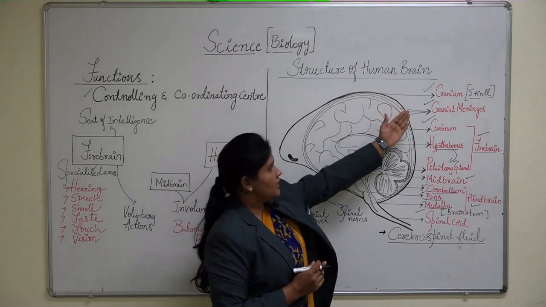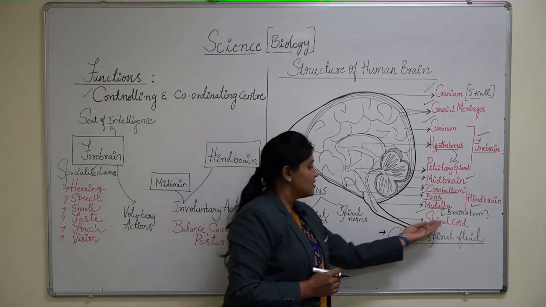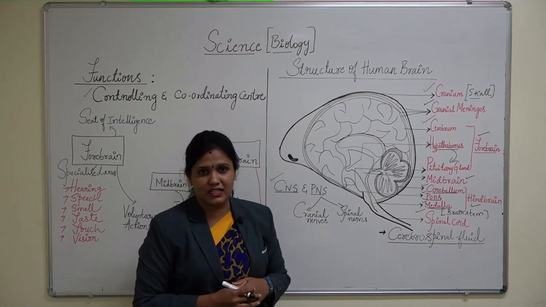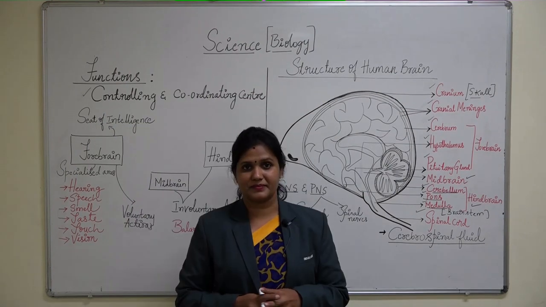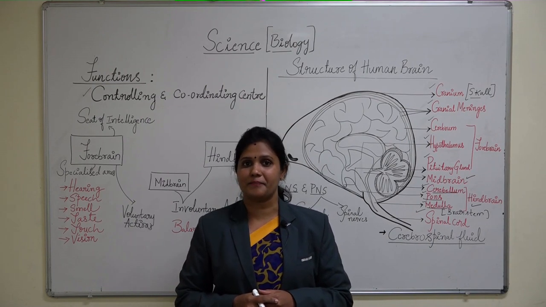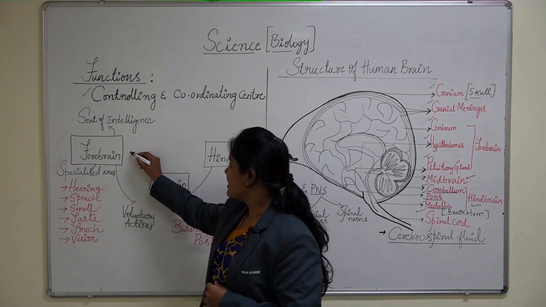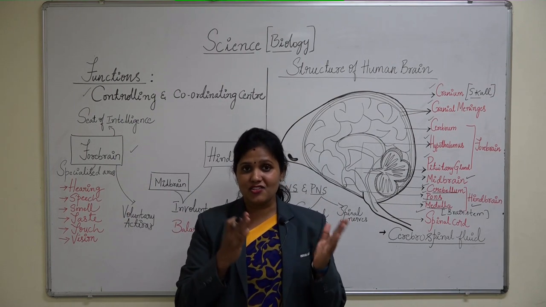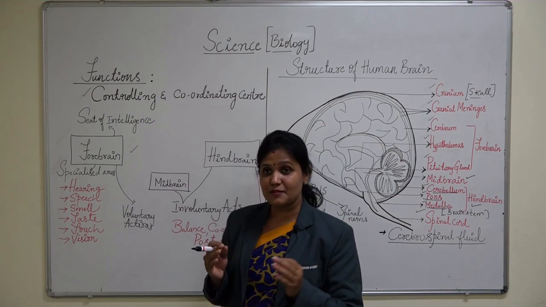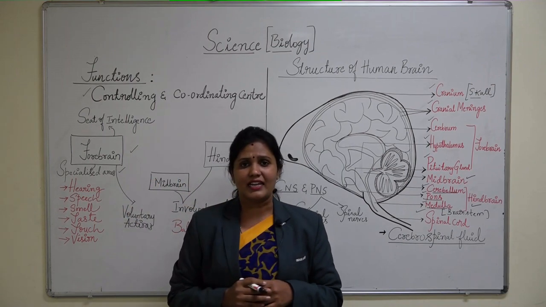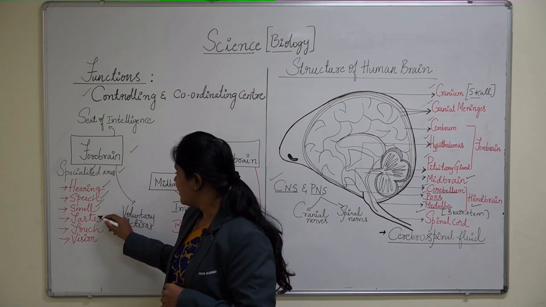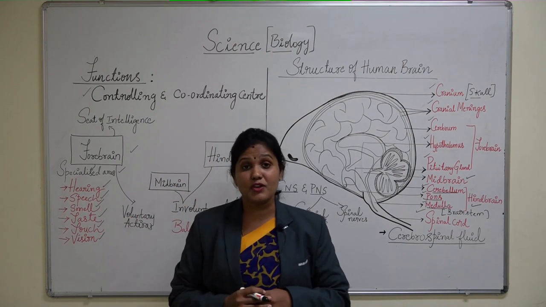The brain is protected by the bony case called the cranium, whereas the spinal cord is protected by the vertebral column. So, this is the longitudinal sectional view of the human brain. Let us talk about the functions of the human brain. The cerebrum of the forebrain is divided into different lobes. Each lobe is specialized to perform different functions. Let us take specialized areas as an example. They control various senses like hearing, speech, smell, taste, touch and vision.